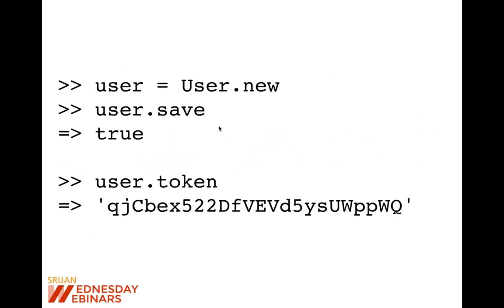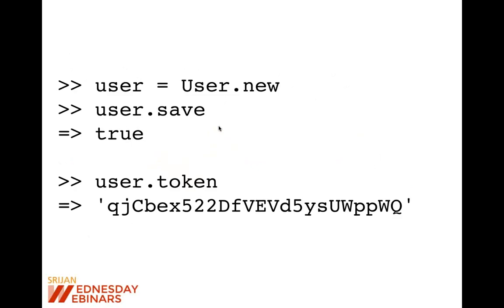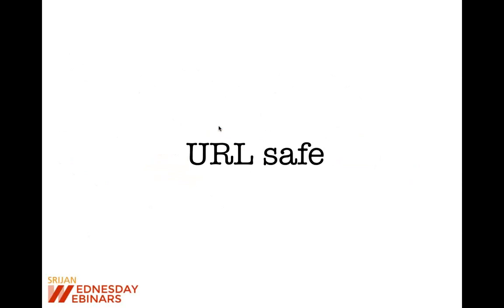And let's say you don't want to use this token attribute name by default. You want to use, let's say, a password reset token. So just specify has_secure_token and pass an argument with whatever name you want, and it will use that column name. So it is not like it will just use the token attribute. You can pass any other name to it also.